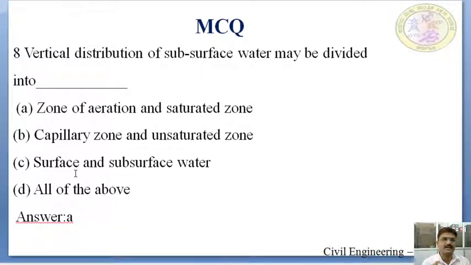I explained this earlier. The options are zone of aeration, saturated zone, capillary zone, unsaturated zone, surface and subsurface water, all of the above. There are two zones, that is zone of aeration and saturated zone, where it is vertically distributed. I have shown you in the pictorial representation. That is zone of aeration, saturated zone. Answer is A.